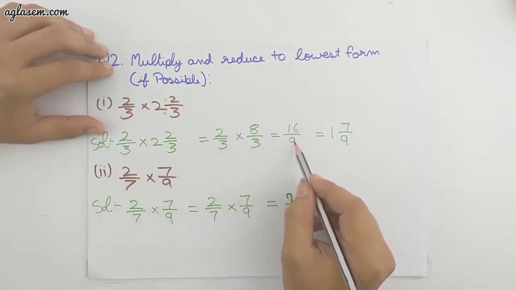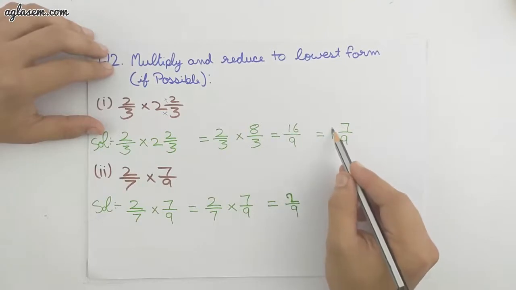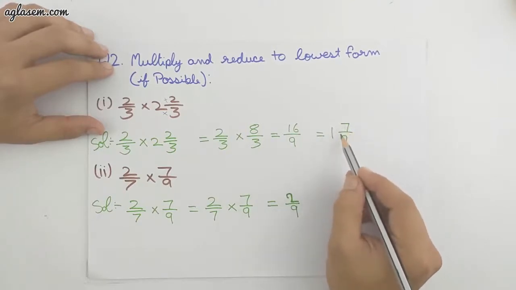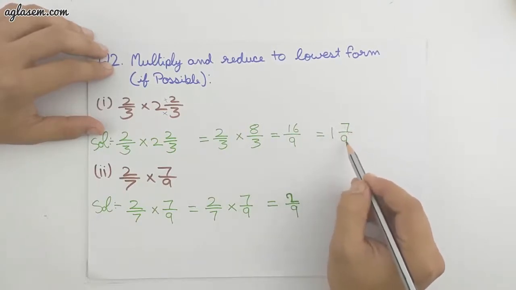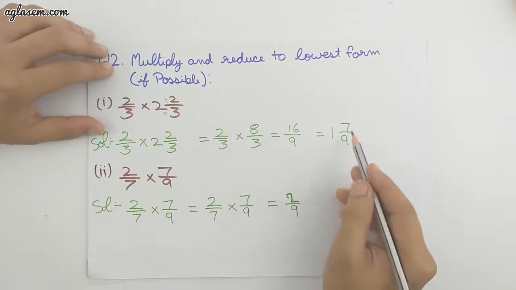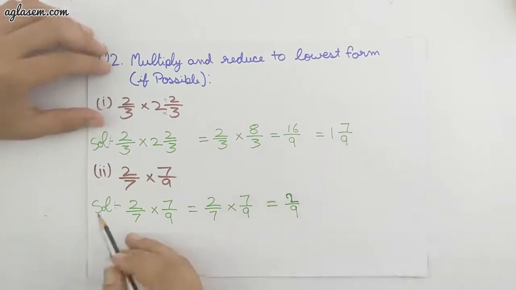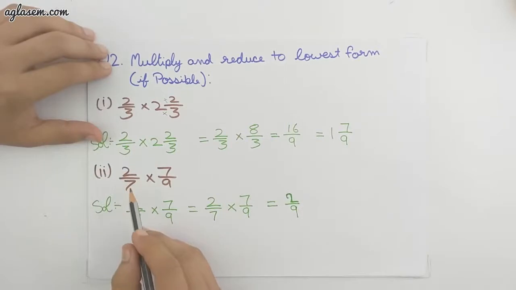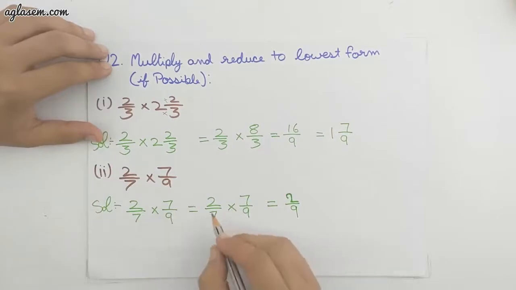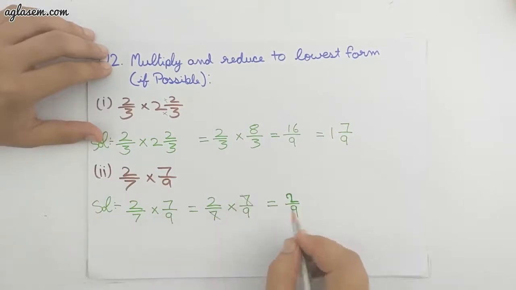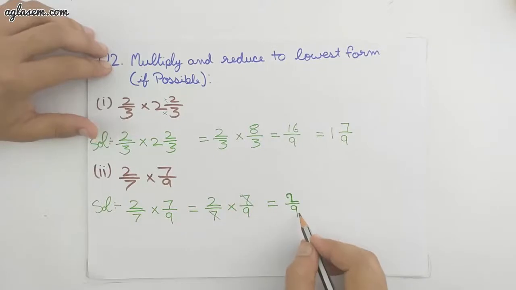If we divide 16 by 9, we will get 1 as a whole number, 7 as the numerator and 9 as the denominator. So 1 whole 7 by 9. Move to the second part, which is 2 by 7 into 7 by 9. If we multiply 2 over 7 with 7 by 9, we will get 2 by 9 because 7 is cancelled. So answer is 2 by 9.